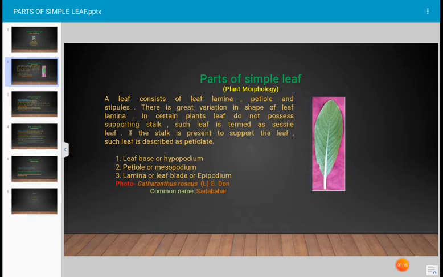These are the parts of the leaf described here. Number 1, leaf base, which is also known as hypopodium. Number 2, the stalk of the leaf, the petiole, which is also described as mesopodium in taxonomic language. Number 3, lamina or leaf blade, also termed as epipodium. In the photograph, we have shown a simple leaf, the leaf of Catharanthus roseus. The common name of this plant is Sadabahar.